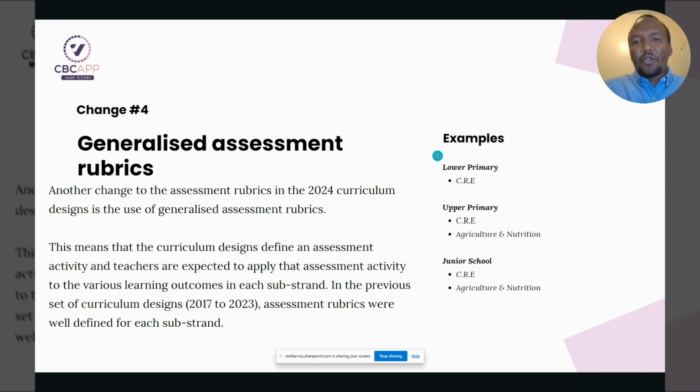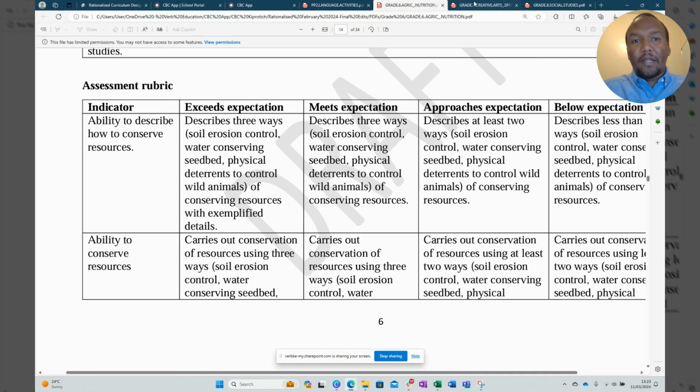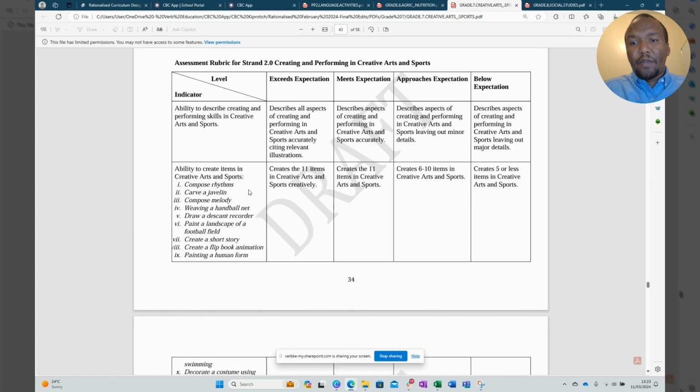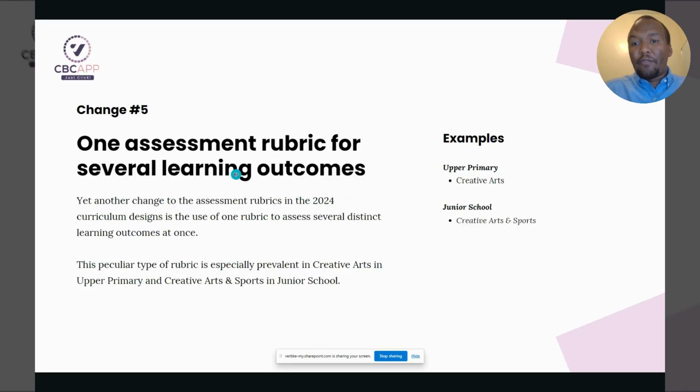The other change, number 5, is one assessment rubric for several learning outcomes. This is very common in the creative arts, especially. And this can be a big problem, but let me quickly show you what I mean by that. Here's an example in grade 7 of one assessment rubric, like ability to create items in creative arts and sports. And you can see compose rhythms, cover javelin, compose melody, weave a handball net, draw a recorder, paint a landscape, etc. These are a total of about 11 items, which are all assessed differently and are so distinct in nature. So this is what we mean by one assessment rubric for several learning outcomes.